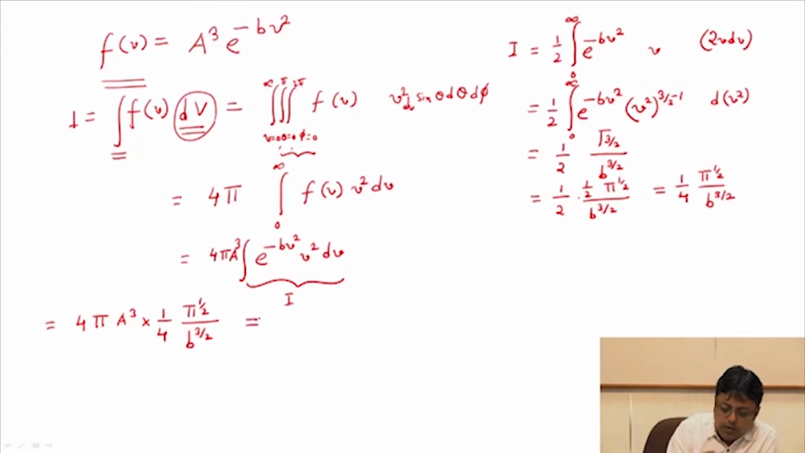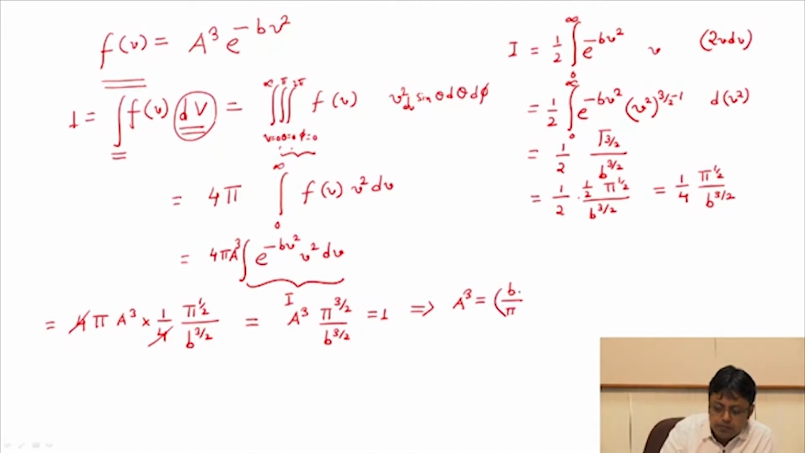Let me first simplify and then we'll equate it to 1. What we see here is that this 4 cancels, and what I get is nothing but pi to the power 3 by 2, because pi is nothing but pi to the power 2 by 2. So I can write it as a cube into pi to the power 3 by 2 divided by b to the power 3 by 2. That is equal to 1. Or instead of a cube, we could write b by pi to the power 3 by 2. So the distribution function is now slightly better.